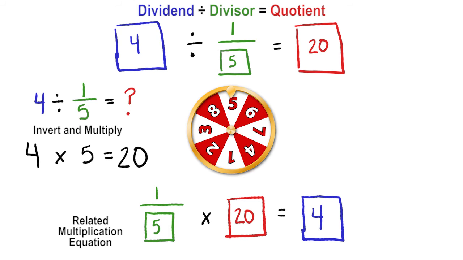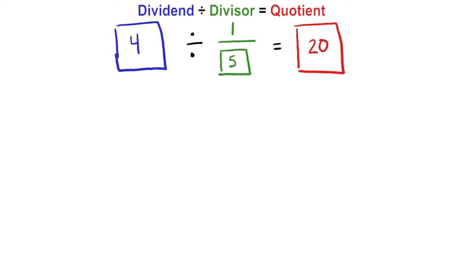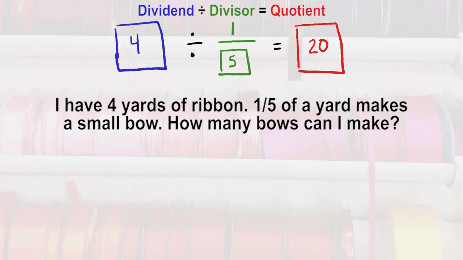Let's go one step further and create a word problem to go along with the division equation of 4 divided by 1/5 equals 20. I have 4 yards of ribbon. 1/5 of a yard makes a small bow. How many bows can I make? Let's draw the solution to the problem.